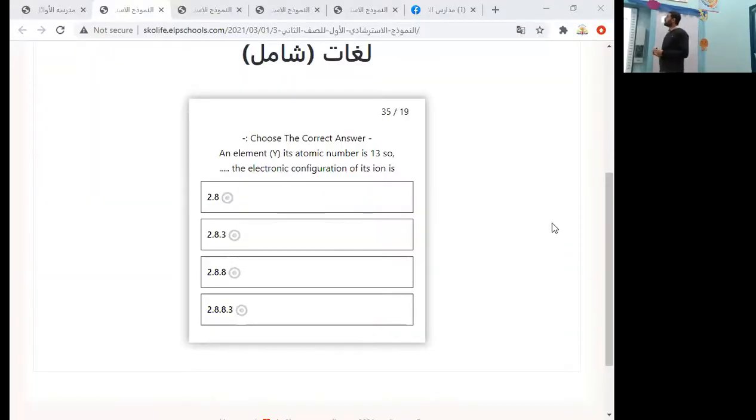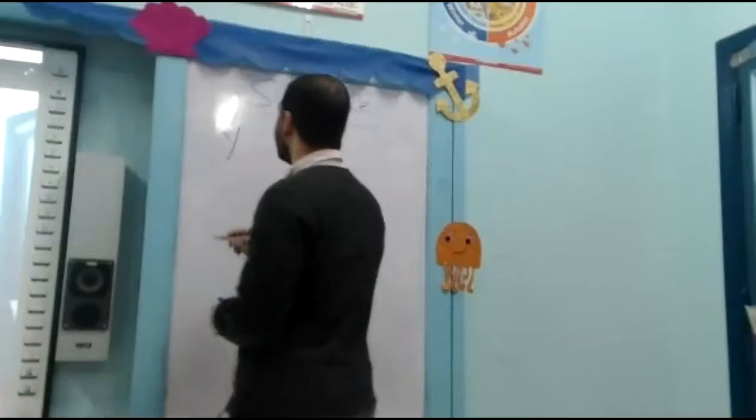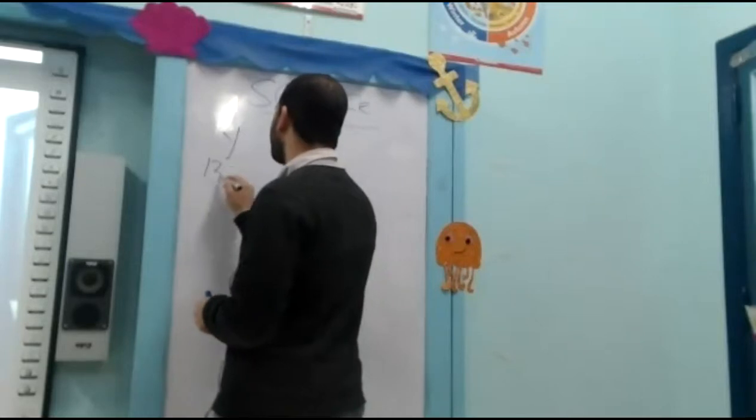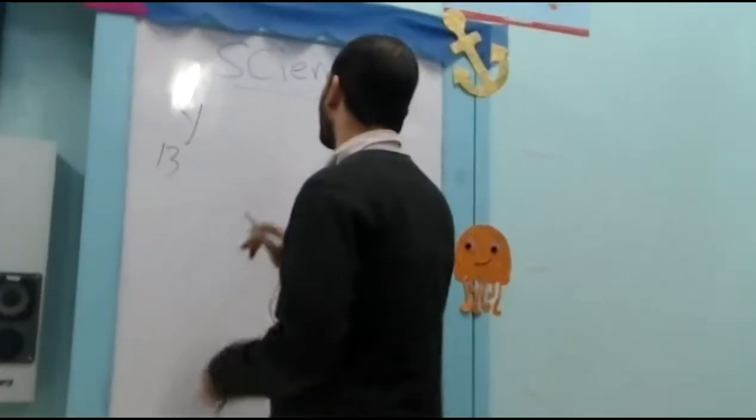Question number 1. Choose an element Y. Its atomic number is 13. So its electronic configuration of its ion is what? Let's talk about this element. It is Y, and it has an atomic number of 13. Let's find its electronic configuration.